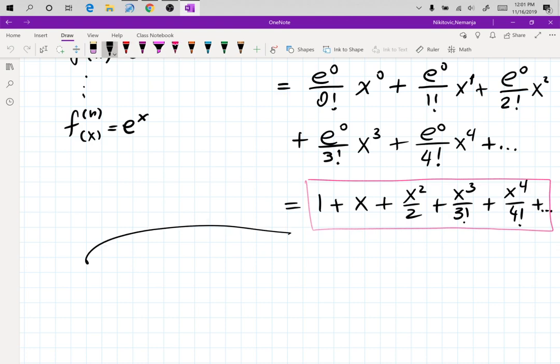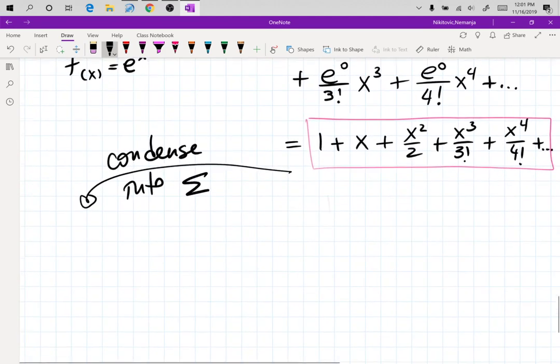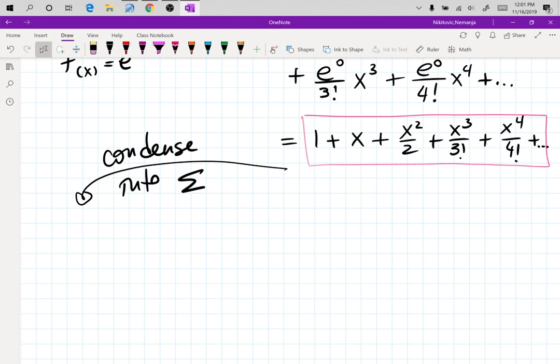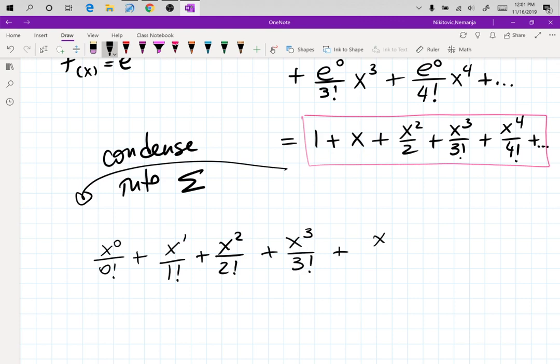Now, what I'm going to do is condense it into a summation. And the way we do that, and this is important for your differential equations, we are going to write this as x to the 0 over 0 factorial plus x to the 1 over 1 factorial plus x squared over 2 factorial. I hope you see immediately how to push this into a single series, right?